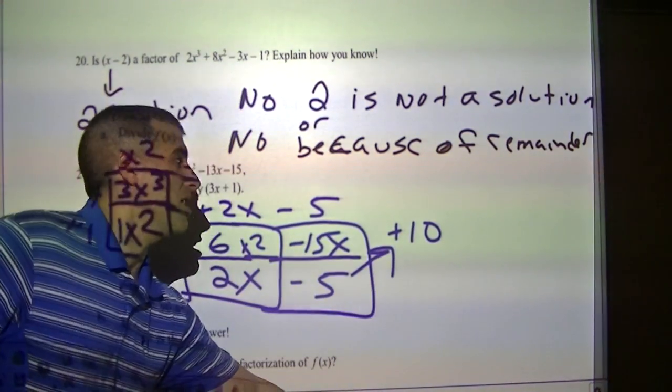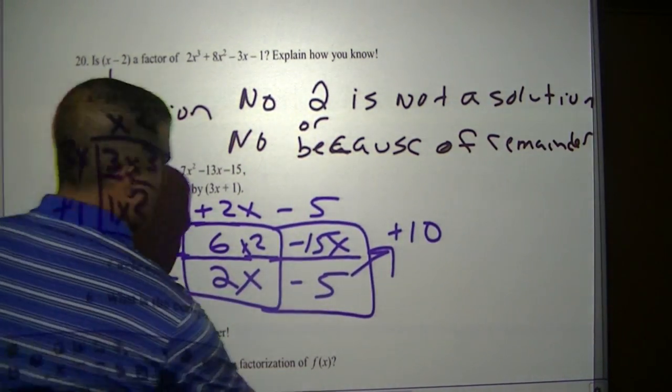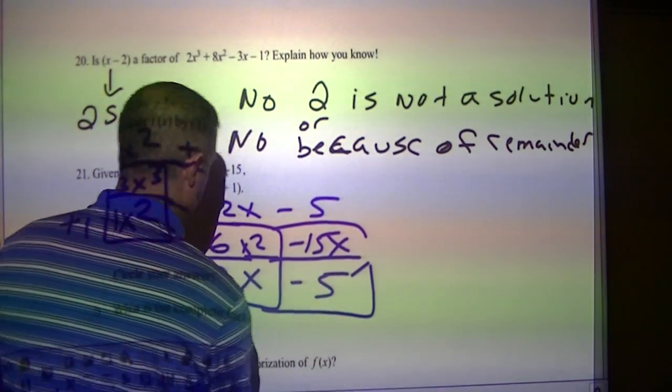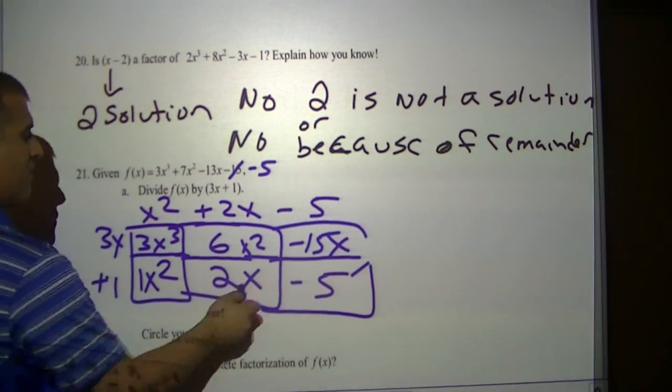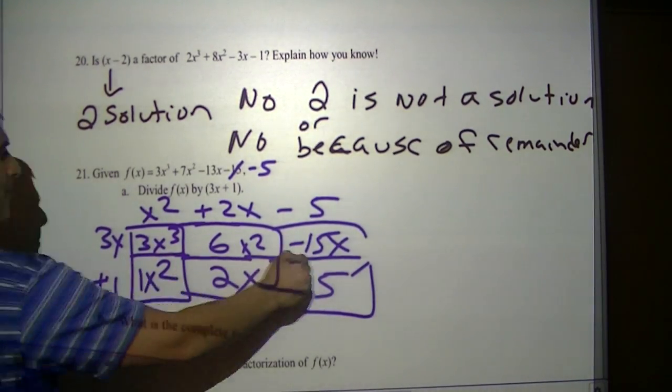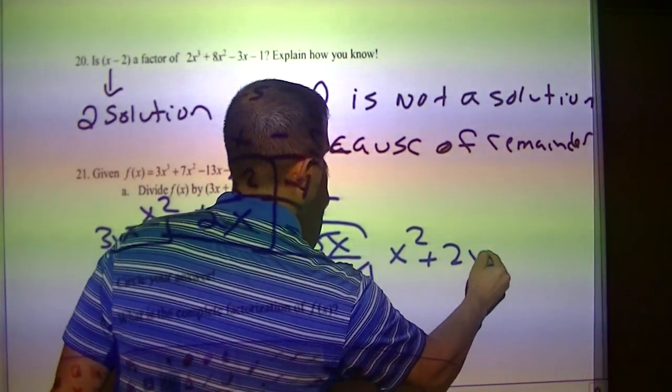Okay, picking up where I left off. We're not going to have a remainder on this. This problem, you'll get this adjustment in class, is going to be -5. So if that's the case, then I am done. My answer would be x squared plus 2x minus 5.